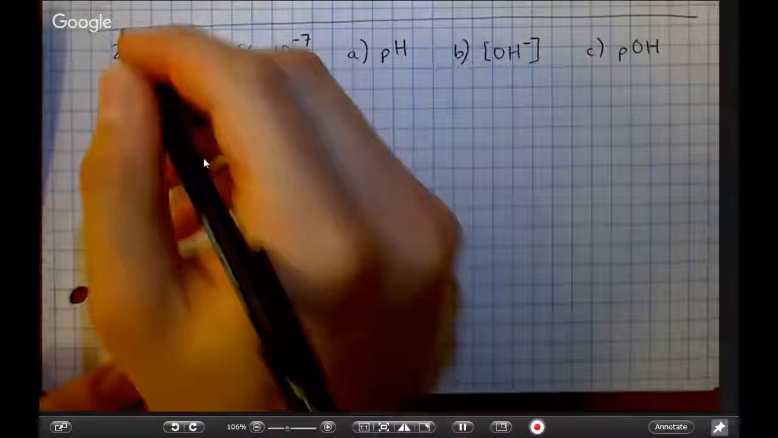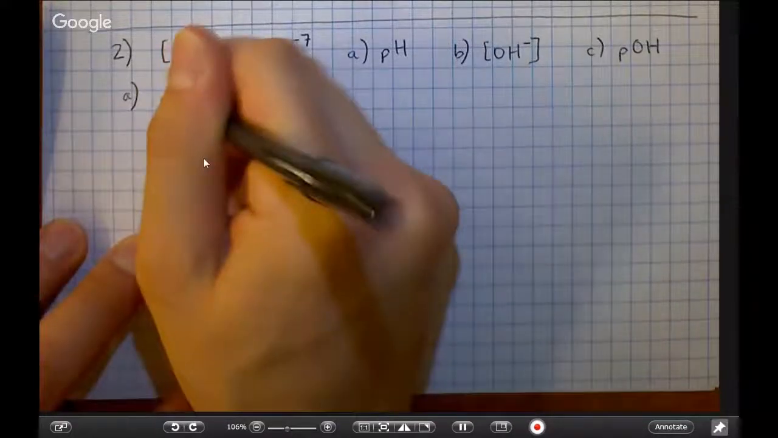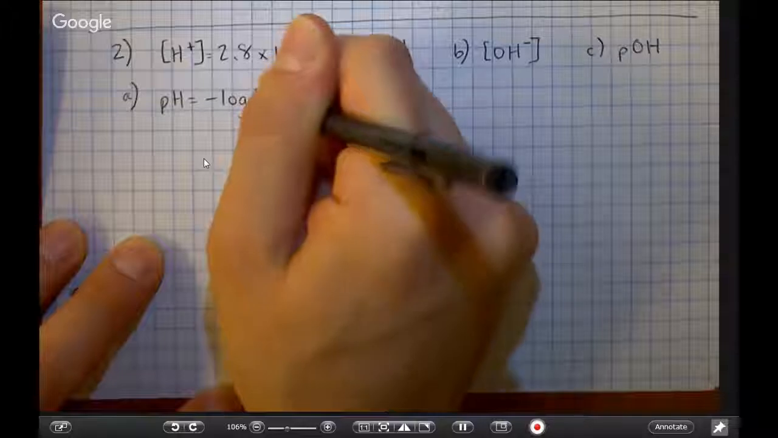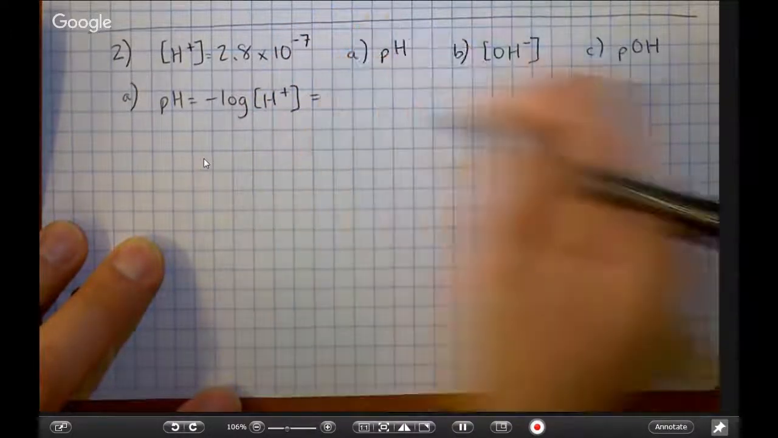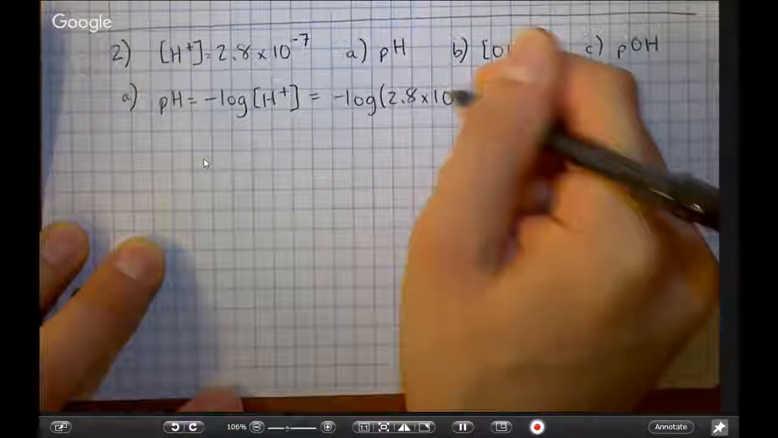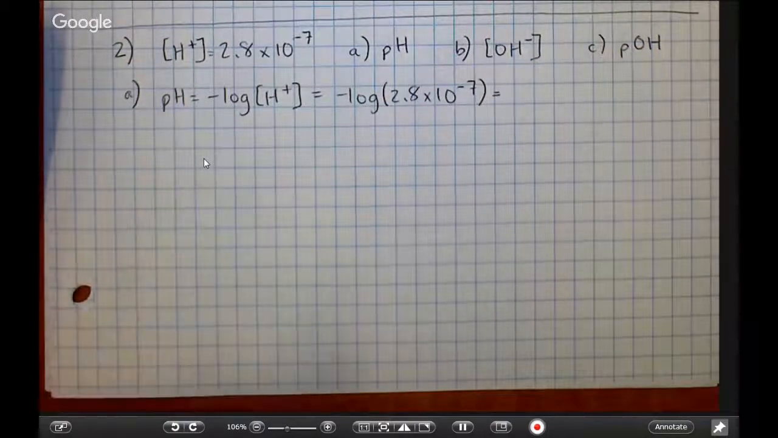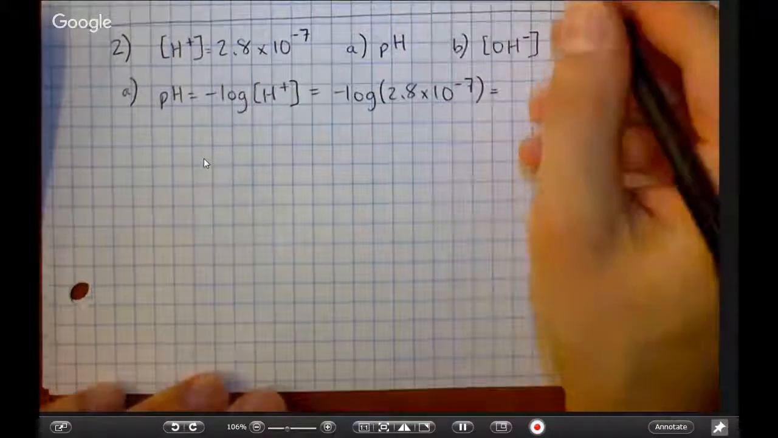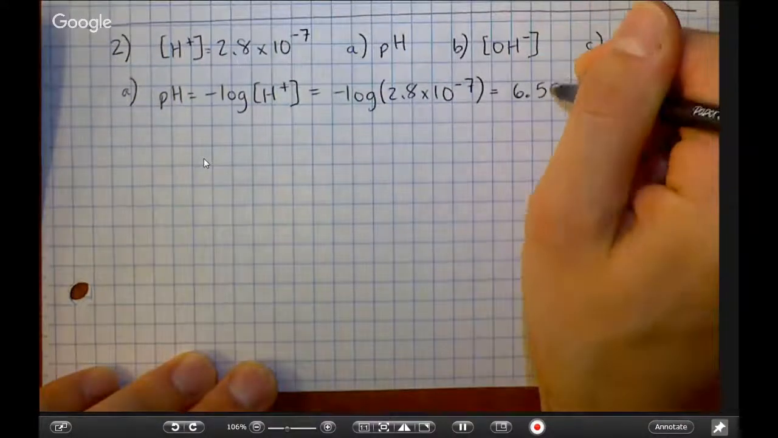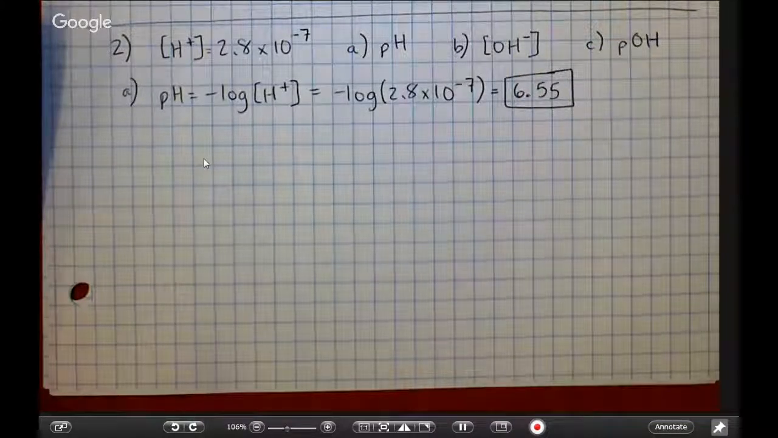Okay, so right off the bat, probably solving for pH is going to be the quickest one to do, because pH is equal to the negative log of our H+ concentration. So negative log of 2.8 times 10 to the minus 7 comes out to 6.55. That's the pH. Did you guys get that for pH? Yes, I hope.